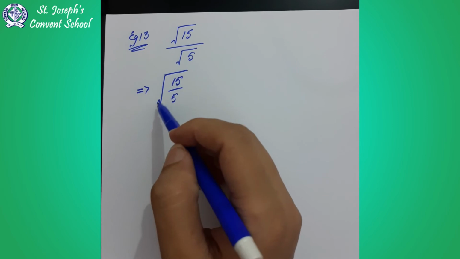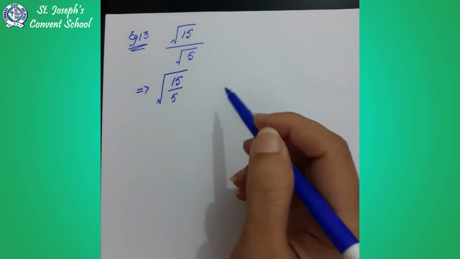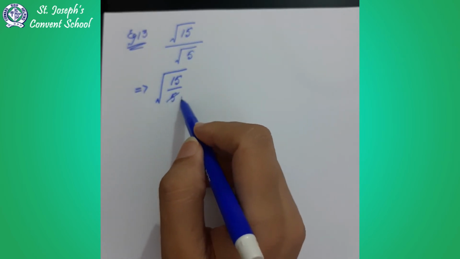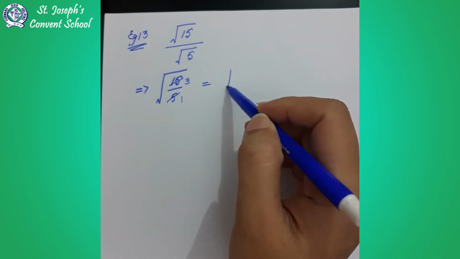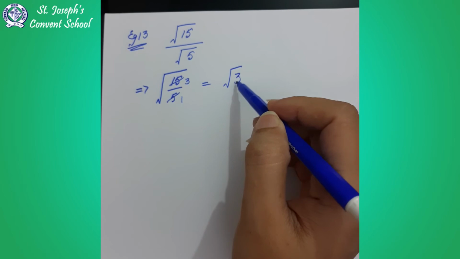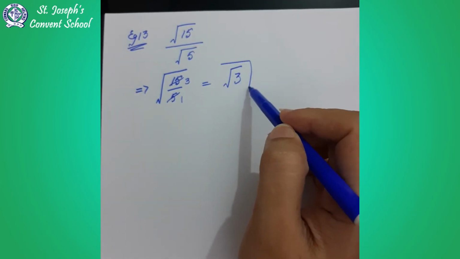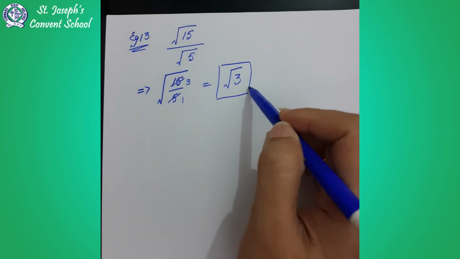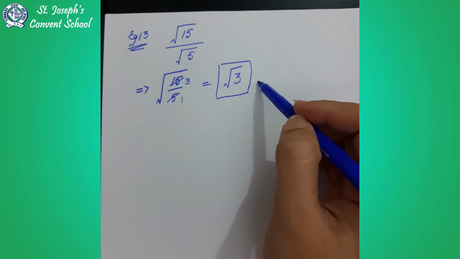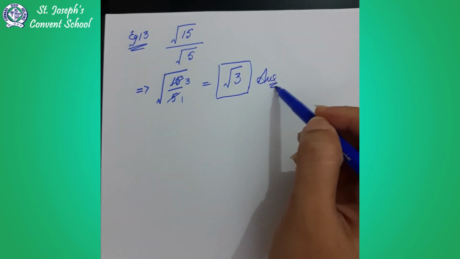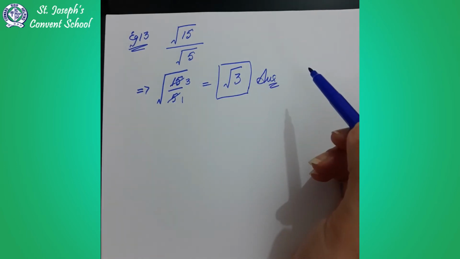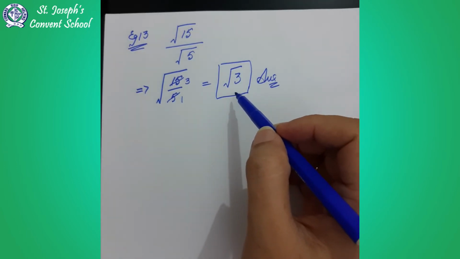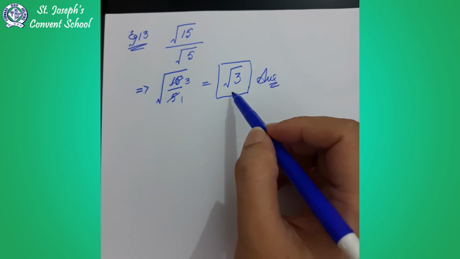Now both are in the root sign, so write them in one root. You can simplify it: 5 ones are 5, 5 threes are 15, so you will get under root 3. You cannot further solve it, you cannot find the root of 3, so this is the answer. If it is possible to find the root, you find the root and then write the answer, but in this case it is not possible, so this is the answer.